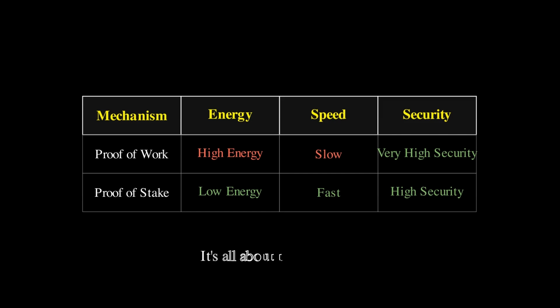But here's the fundamental reality of distributed systems. It's all about trade-offs. No perfect solution exists. Want maximum security? You might sacrifice speed and energy efficiency. Want blazing fast transactions? You might give up some decentralization. Want energy efficiency? You might introduce new attack vectors. That's why we have this entire ecosystem of different consensus mechanisms, each one optimized for different use cases, different priorities, different threat models.